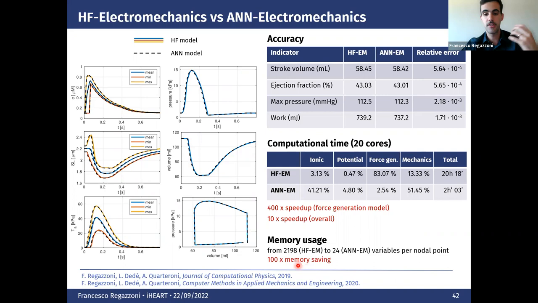Indeed, the computational time is decreased by 400 times. And overall, by considering all the models, we decrease the computational time by one order of magnitude. And we also reduce a lot the memory footprint of our software because it's reduced by two orders of magnitude with an accuracy that is very good. Indeed, what we have to pay for this approximation is an error of one part over 1,000 or more.